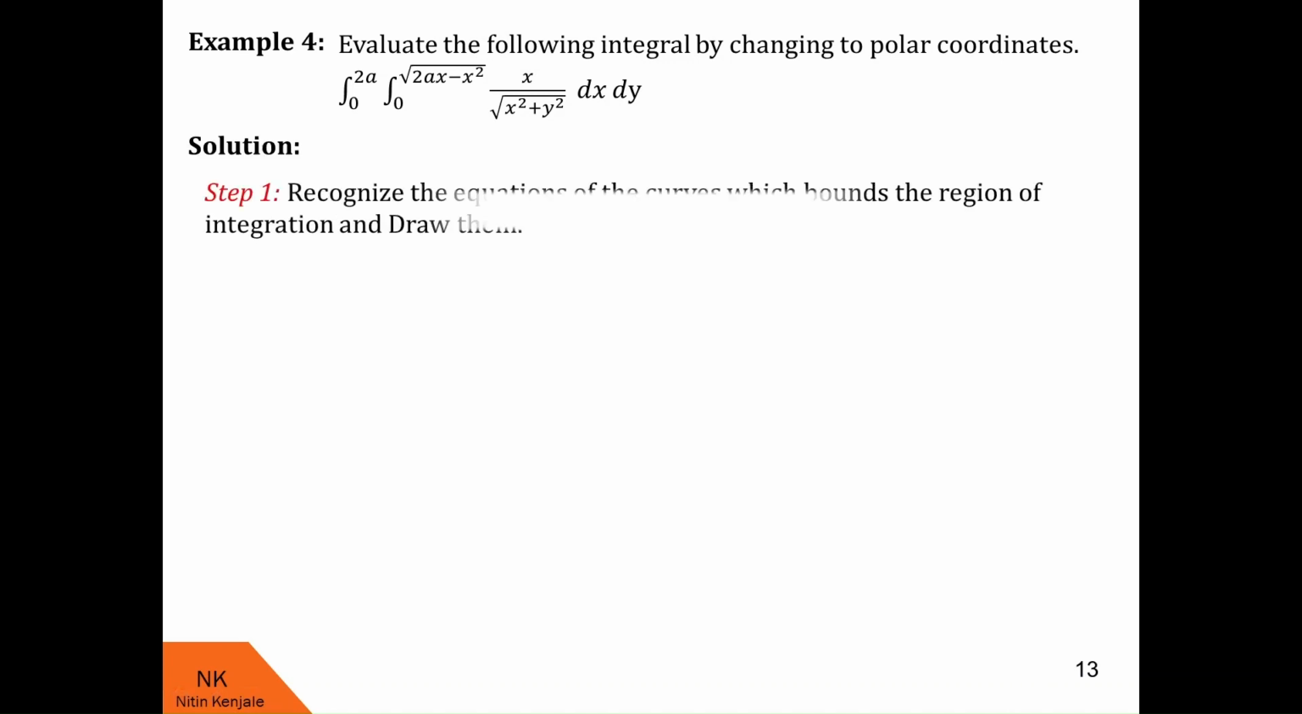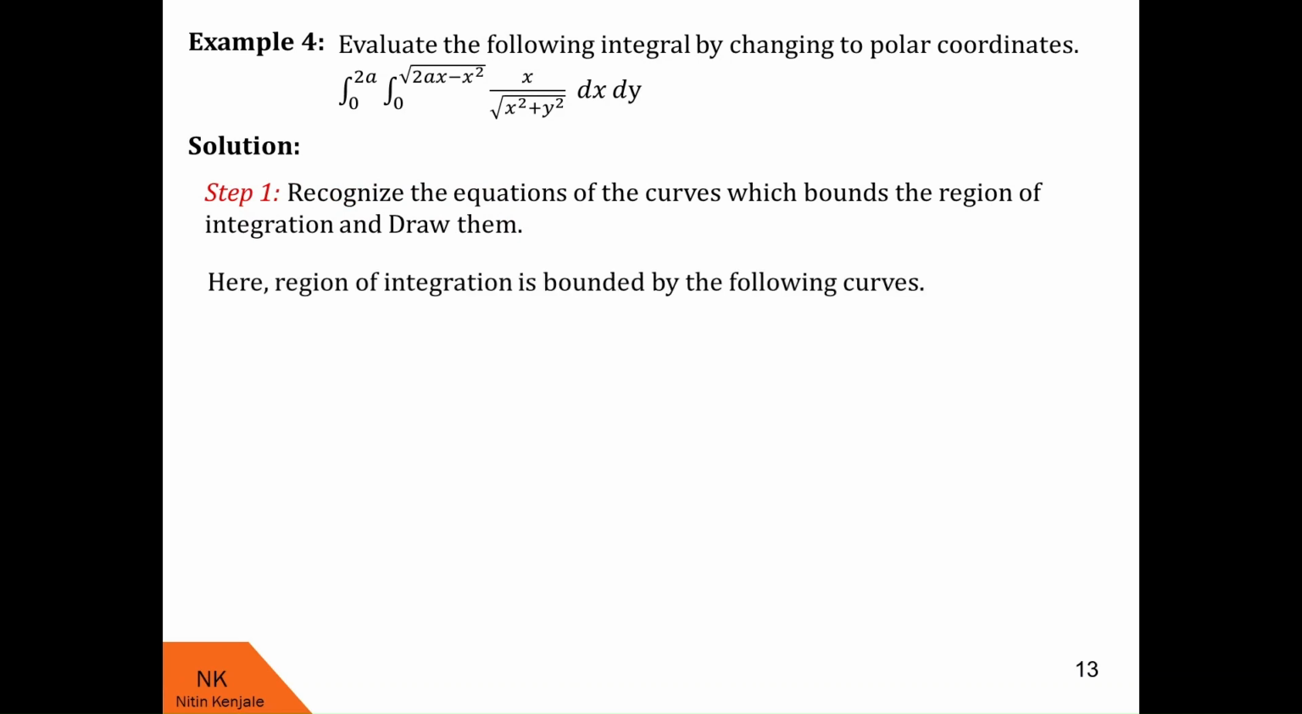In step 1, we recognize the equations of the curves which bound the region of integration, and then we draw them. Here the region of integration is bounded by y is equal to 0, y is equal to under root 2ax minus x square, that is x square plus y square is equal to 2ax, and x is equal to 0 and x is equal to 2a.